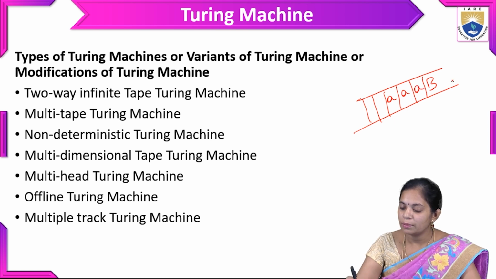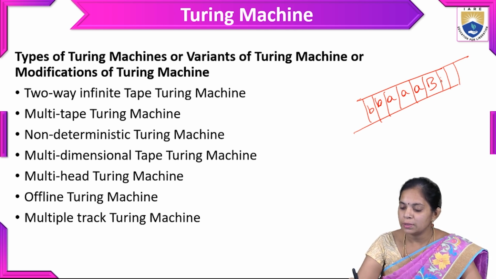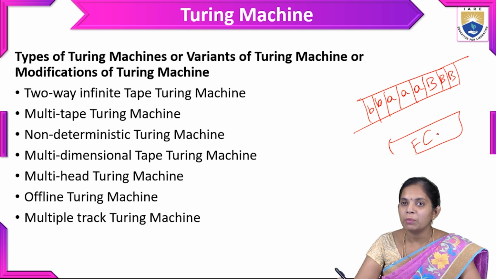So these are the input values, and whatever remains without input values, those are all blank symbols. B represents the blank symbol. And we have the finite automata control, the finite control, that is nothing but FC.